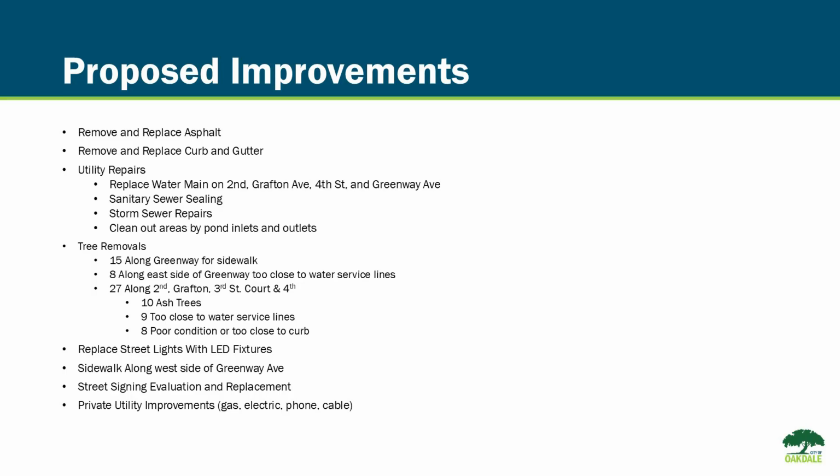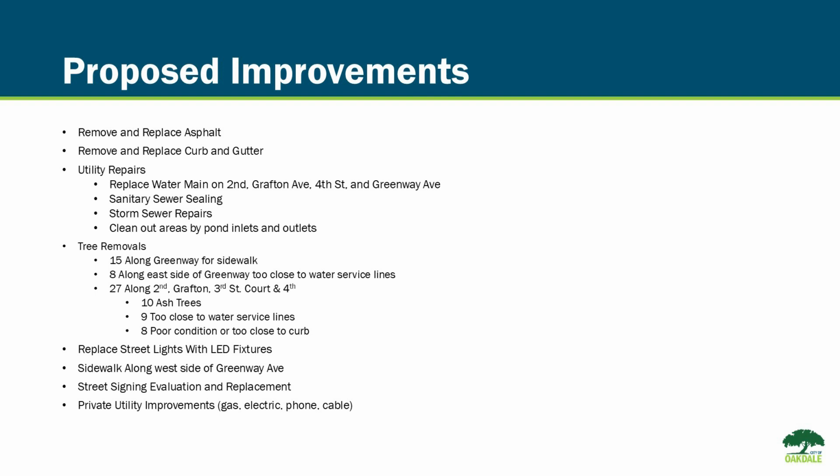This will require the removal of trees along the project. Primarily, 15 trees will be removed along Greenway Avenue for the construction of the sidewalk. We've identified 27 trees that may need to be removed along 2nd, Grafton, 3rd, and 4th Street for a variety of reasons. 10 of these trees are ash trees, which are susceptible to the emerald ash borer disease.